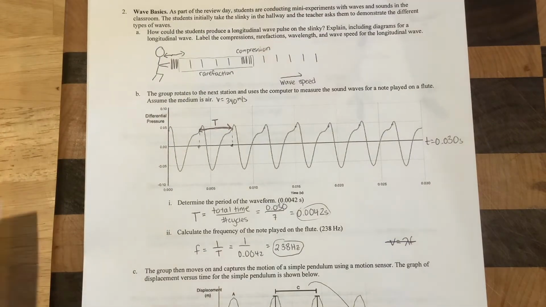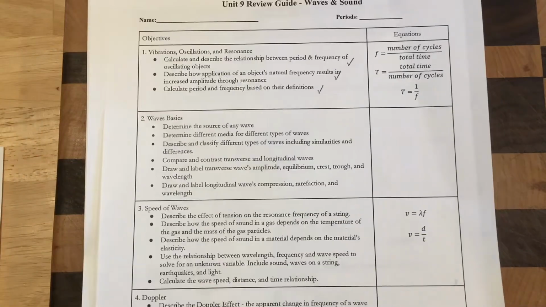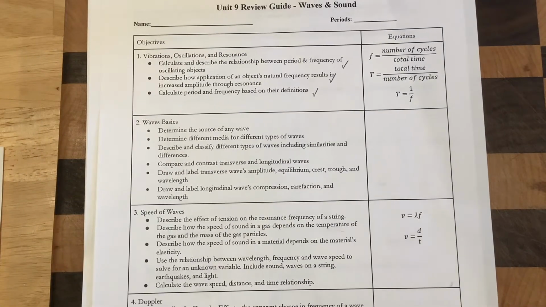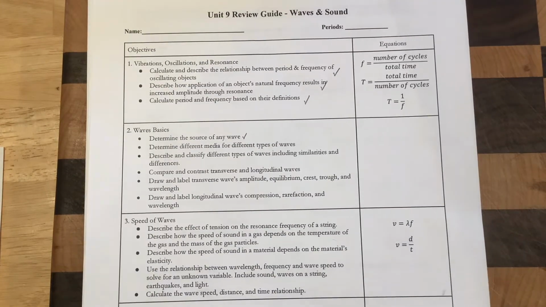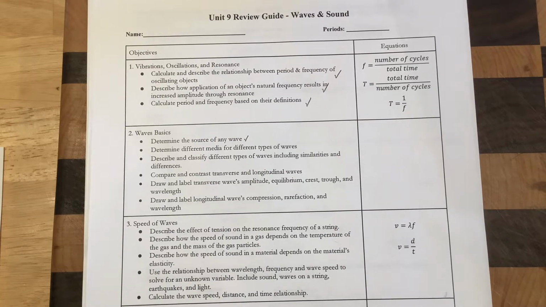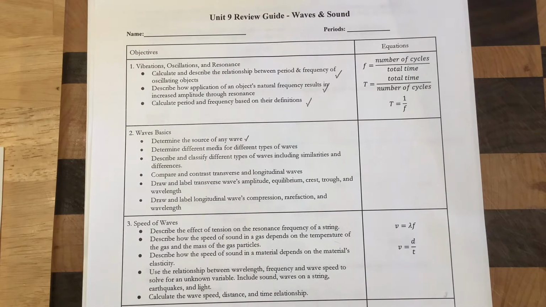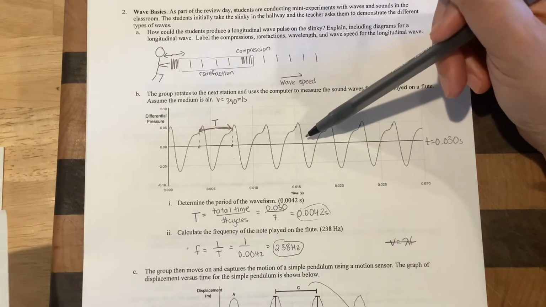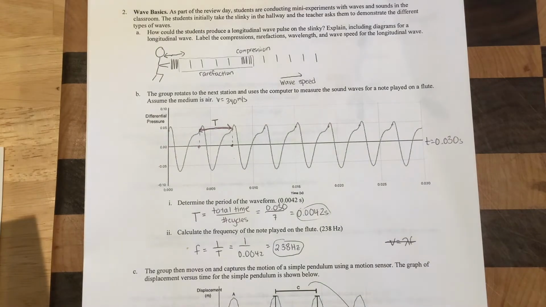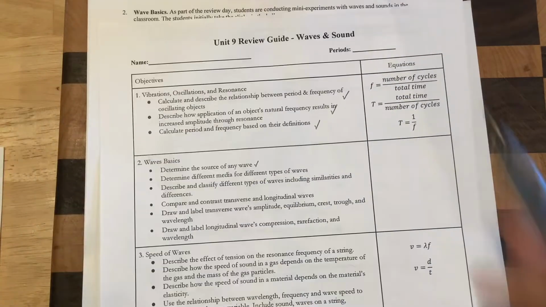So let's check that we did all the things we needed to do. The source of any wave is its original thing that was vibrating. In the case of this student, it was like the student was the source. Different media for different waves. In this case, the slinky was the medium of this wave, air was the medium of the sound wave, and the pendulum was not a wave. So, okay.